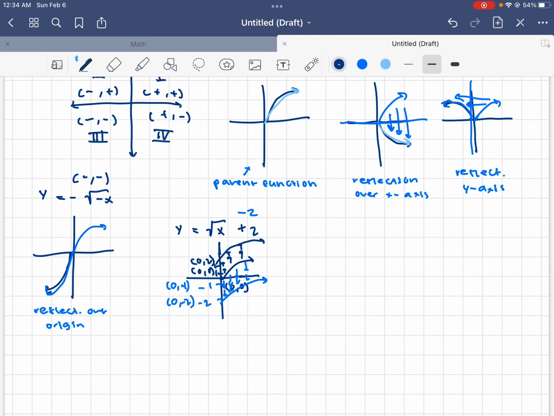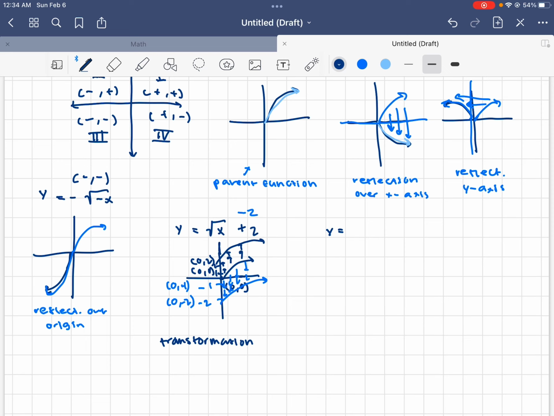Okay, so this is a transformation. For plus 2, it's transforming up 2 units. For minus 2, it's moving down 2 units. Okay, so what if we have something inside our square root?